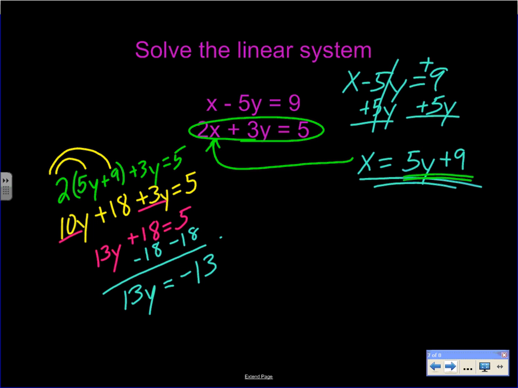So this is not like the last example. We still have the variable here. We can solve for y. Divide both sides by 13. So the 13's cancel. So y is equal to a negative divided by a positive is a negative. 13 divided by 13 is 1.